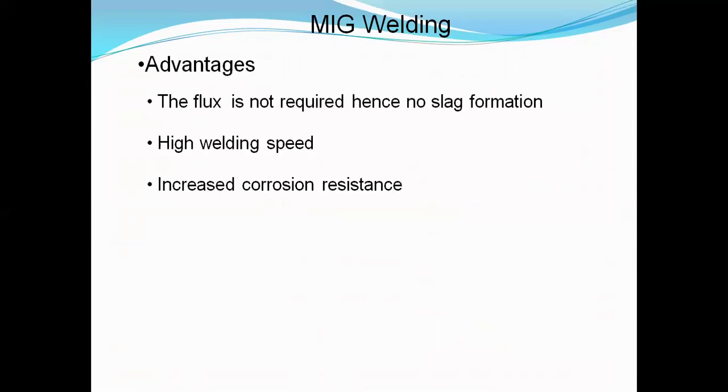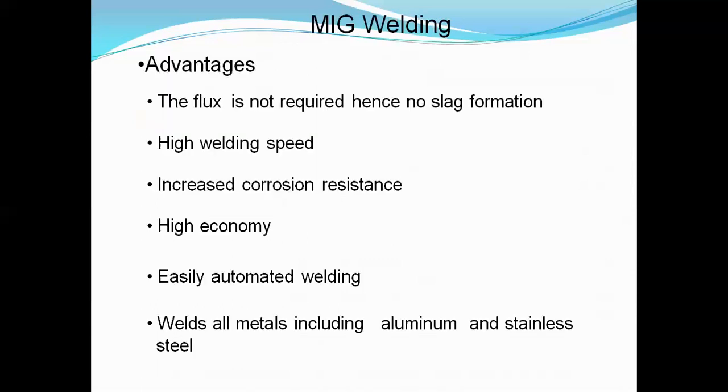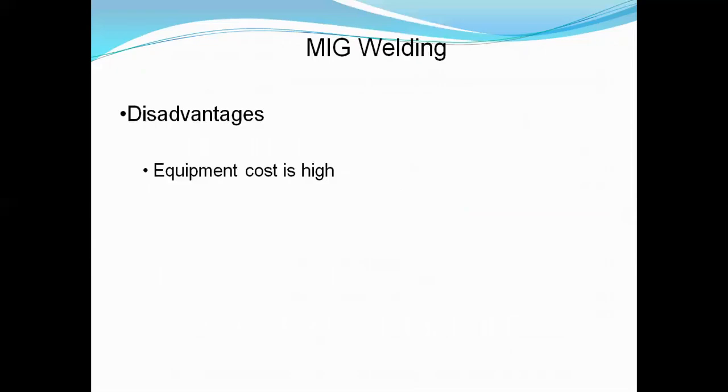Advantages of MIG welding: the flux is not required, hence no slag formation, high welding speed, increased corrosion resistance, high economy, easily automated welding, and it welds all metals including aluminum and stainless steel.